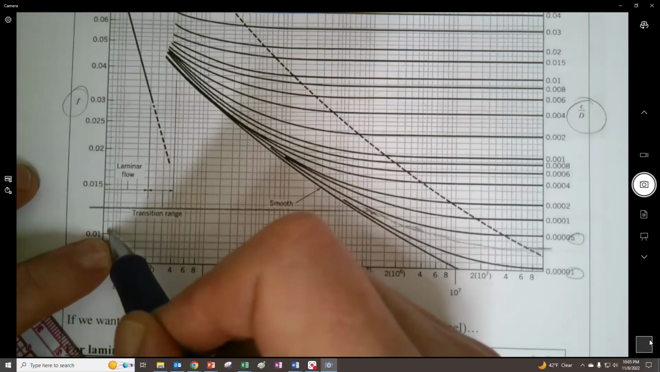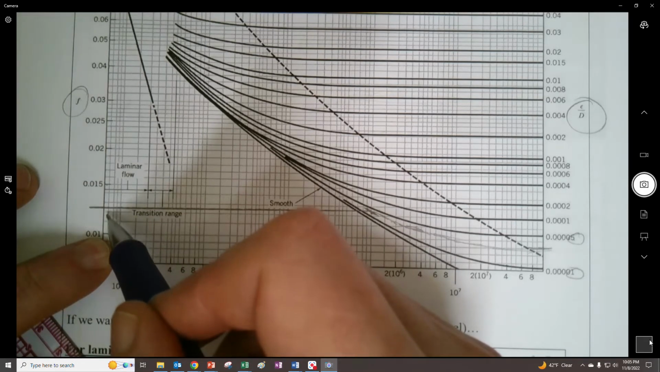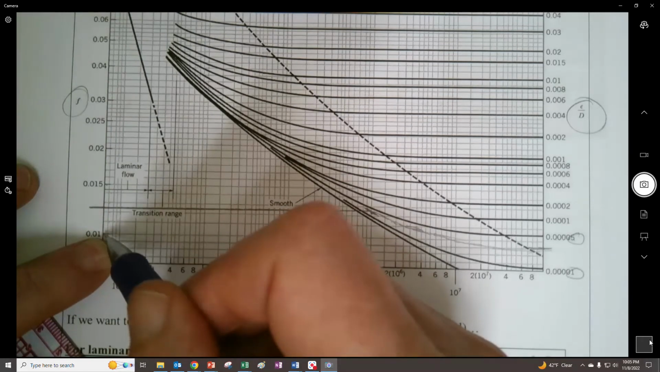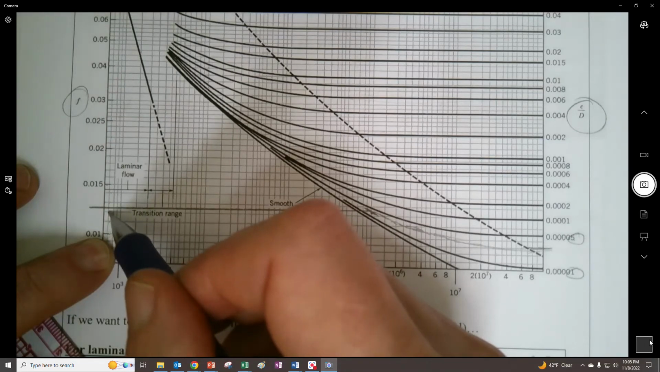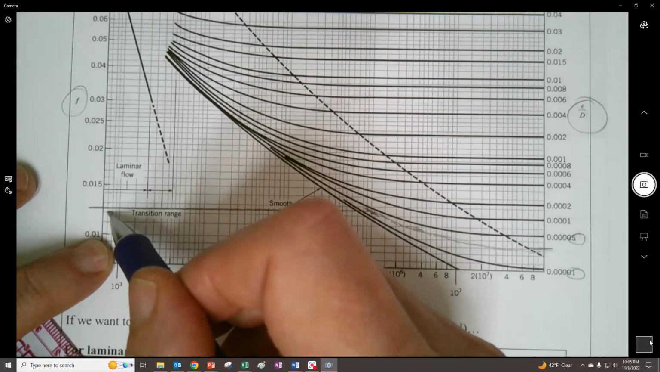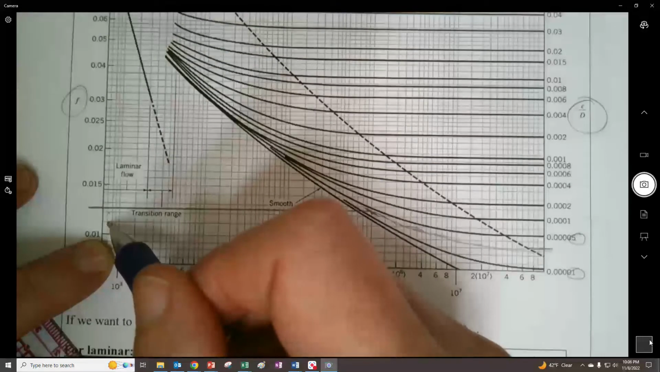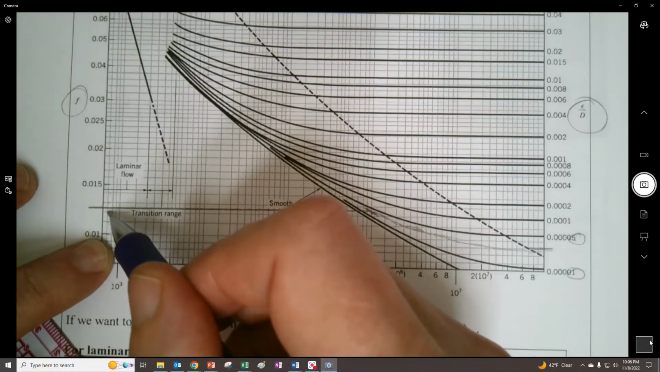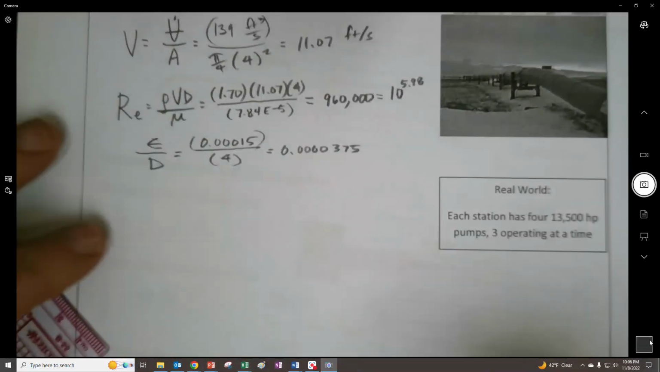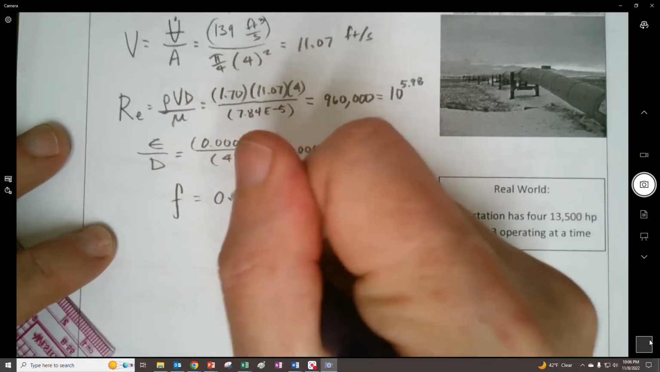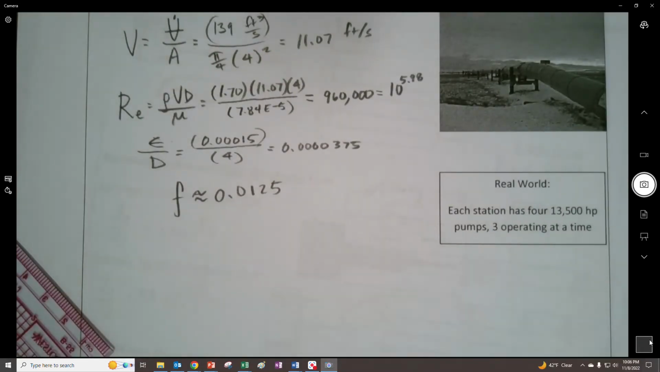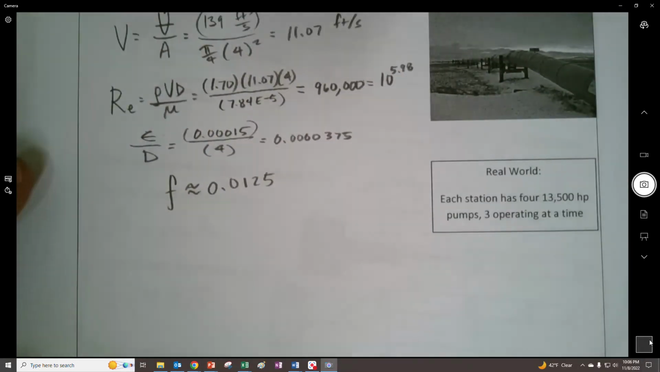So here must be 0.011, 0.012, 0.013, 0.014. So I'm going to say that this is 0.0135. How did I do? 0.011, 0.012. So 0.0125 is going to be there. All right. So hopefully you could read it like that. 0.0125, let's go with approximately that. But we do have an equation for this.